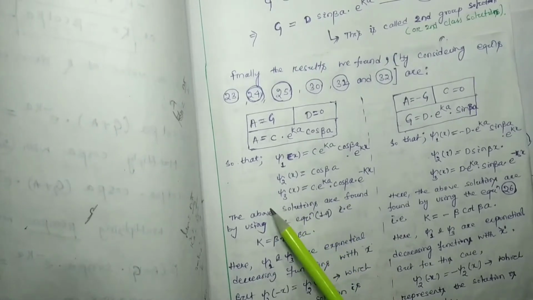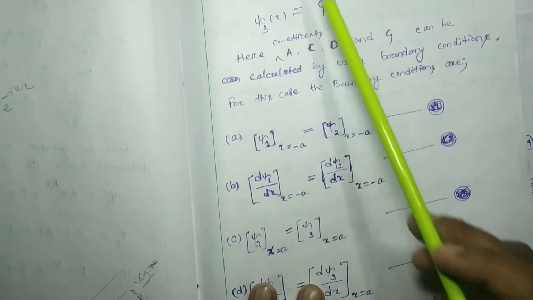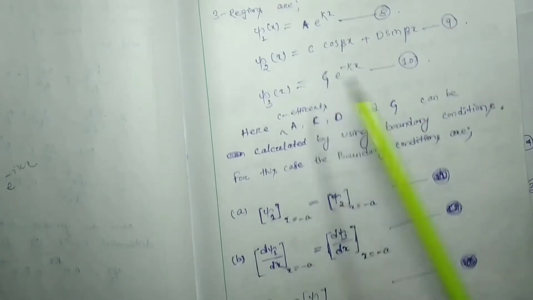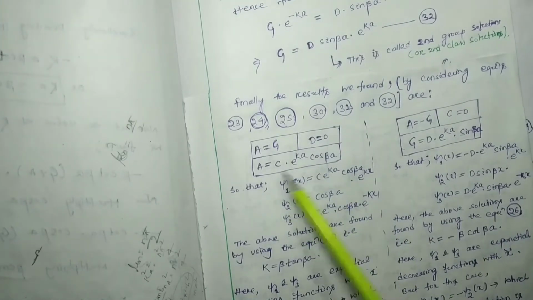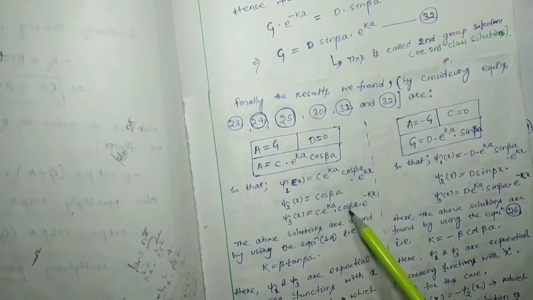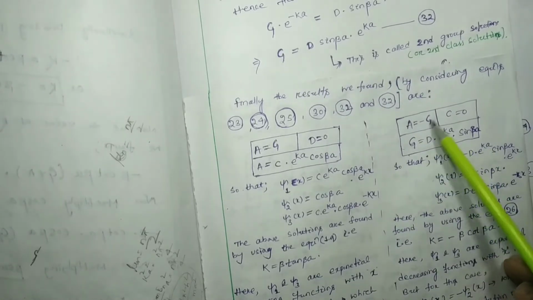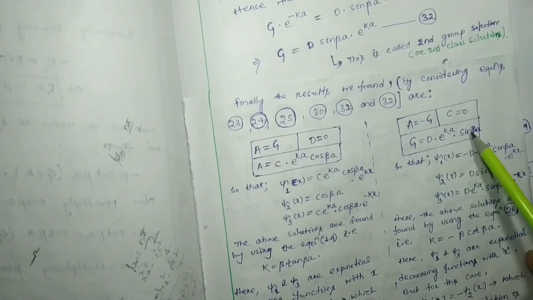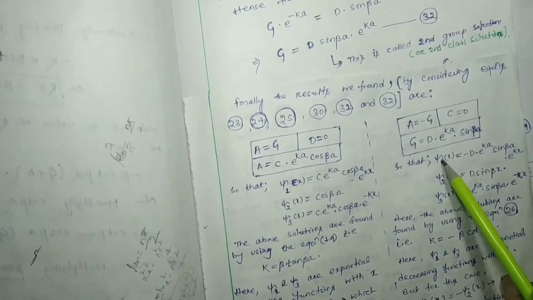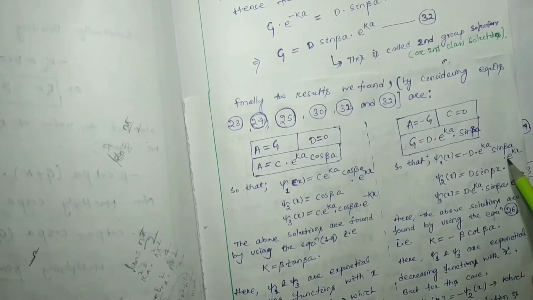The wave function belonging to the third region will be how much? Here G e to the power minus kx. We found A equal to G, right? So I can write, instead of G, this much: C e to the power ka cos beta a into e to the power minus kx. Similarly, by considering A equal to minus G, C equal to 0, G equal to D into e to the power ka sin beta a, we can find psi 1(x) equal to minus D e to the power ka sin beta a into e to the power kx.